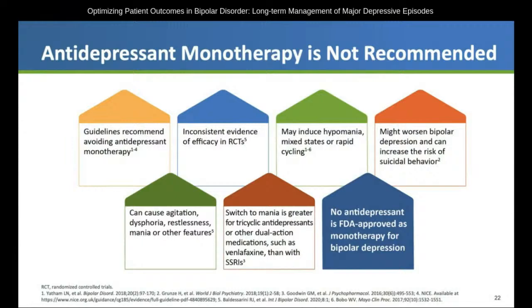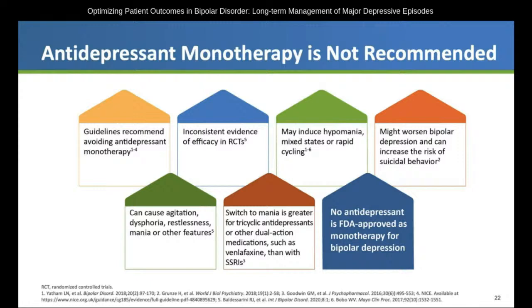Now, what about the antidepressant monotherapy that we don't use, or we shouldn't use, and why are they not recommended? And why are the guidelines so vehement about avoiding antidepressant monotherapy? Well, number one, inconsistent evidence of efficacy when actually tested. Number two, it may induce hypomania, mixed states, or rapid cycling. We don't want that. It might actually worsen the depression, can increase the risk of suicidal behavior, may cause agitation, dysphoria, restlessness, mania, or other features as described in one publication using those words.